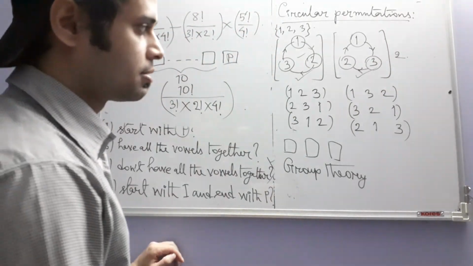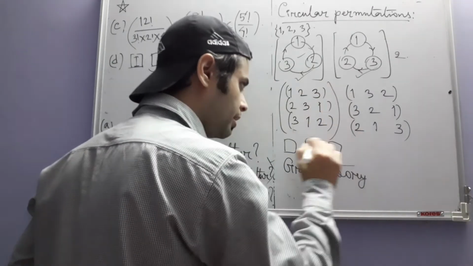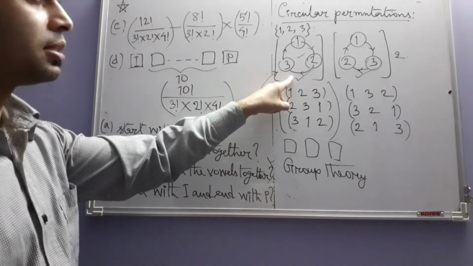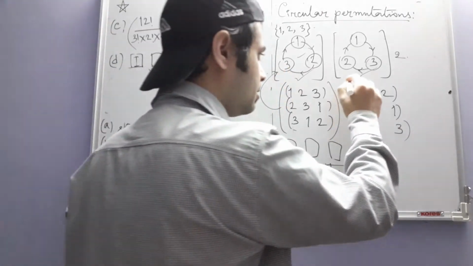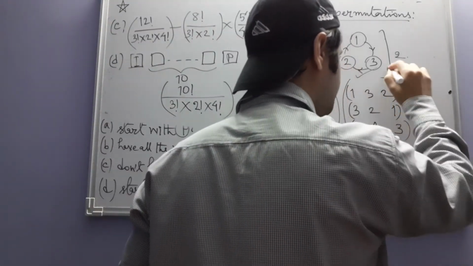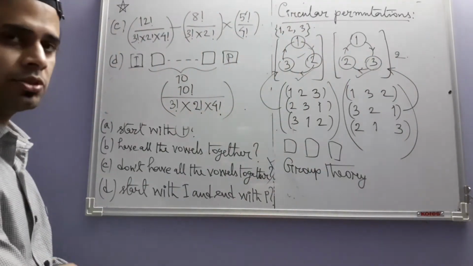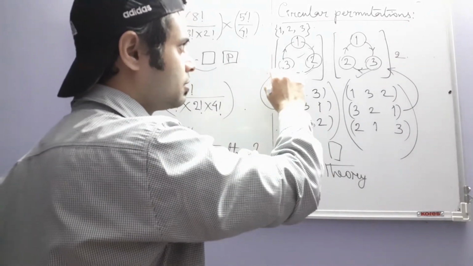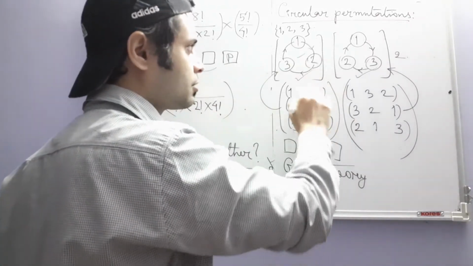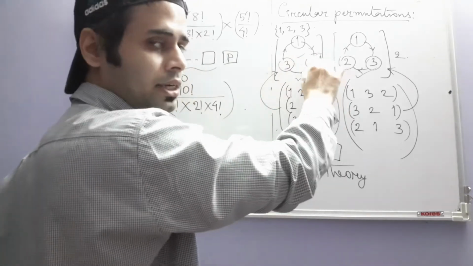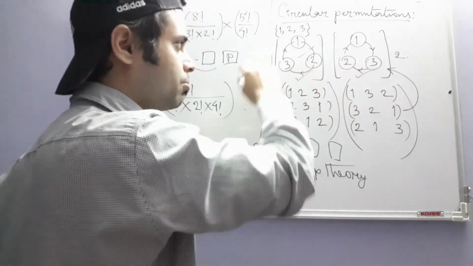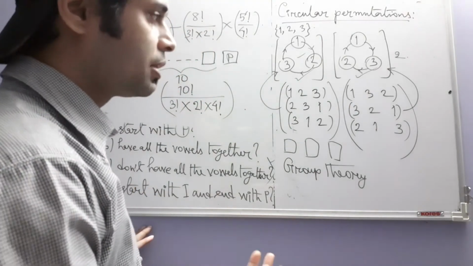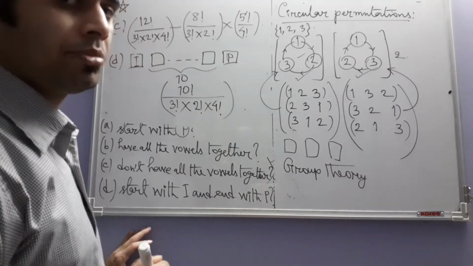It's not 6. These 3 linear permutations have collapsed and they have given us this single cyclic permutation, and they are different. Provided we first of all fix the sense of the rotation, either clockwise or counterclockwise, then we get different cyclic permutations, but we are getting only 2. So what is happening here?